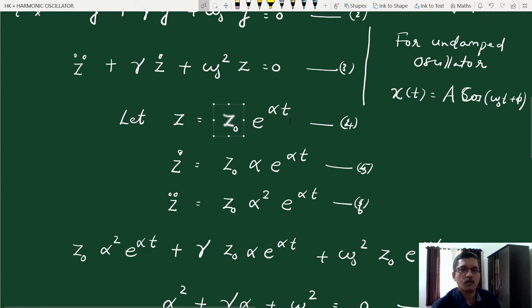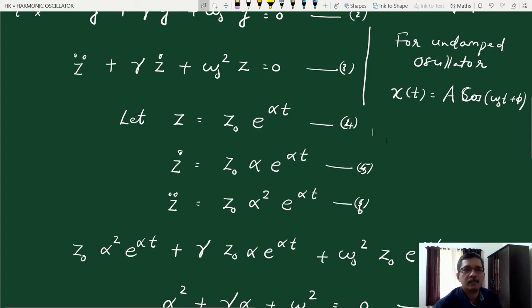So some constant times e raised to alpha 1t and a constant times e raised to alpha 2t are two possible solutions. These constants can be different. See, this is a homogeneous equation. Equation 3 is a homogeneous equation. Therefore, if you multiply a solution with a constant, that constant times the solution will also be a solution. And so what is a general solution?